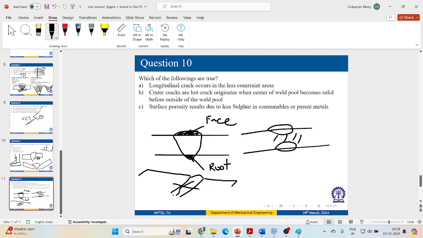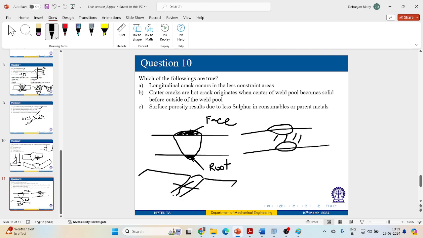Longitudinal crack mainly generates due to some fast cooling of the weld joint, right? There can be a lot of shrinkage stress or residual stress in high constraint areas. Those can generate cracks, right? So to prevent that, you need to weld towards the areas where there will be less constraints, right? So those aspects you need to keep in mind.